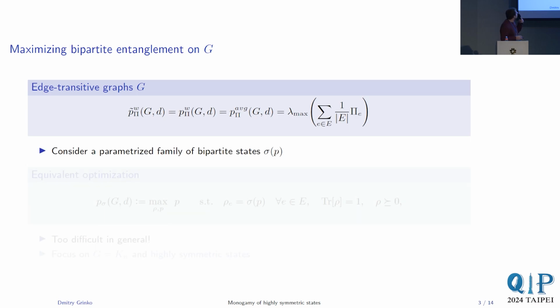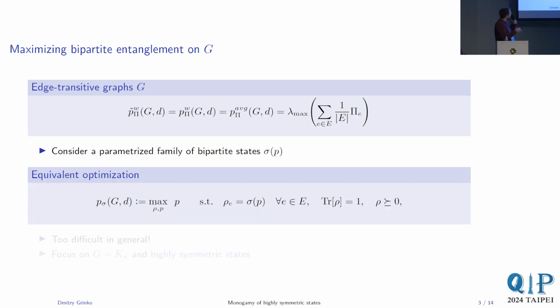Another way we can think about this optimization, or formulate a slightly different optimization problem, is to consider some parameterized family of bipartite states. And then we would like to require that each marginal on the graph would be equal to this state. And we would like to maximize this parameter P. The parameter P, again, you should think about it as being some quantification of entanglement of the state sigma.